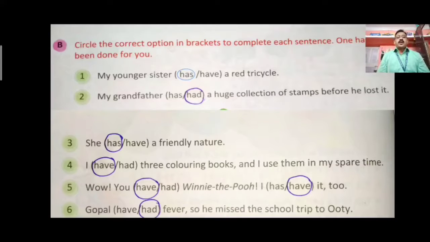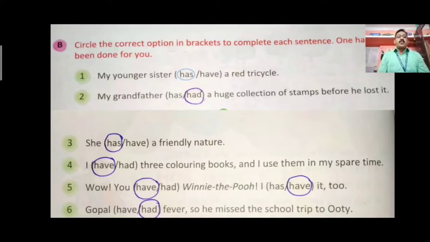Fourth one, I have or had 3 coloring books and I use them in my spare time. I is not a singular subject, it is a plural subject, it is a plural pronoun. So along with I we have to use have.